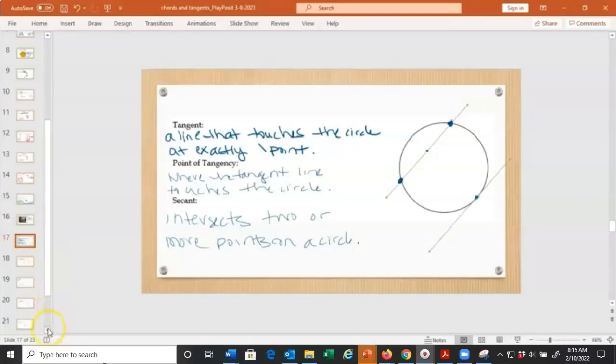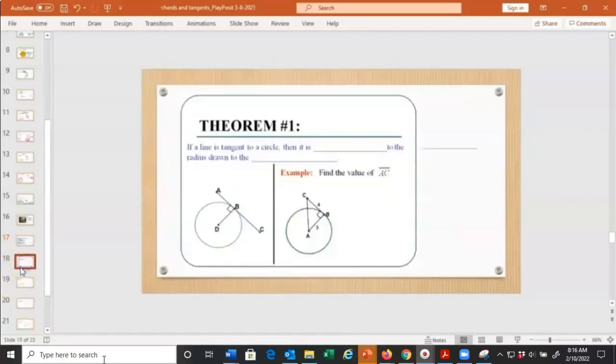So I'm sure you're sort of anticipating that now that we have definitions, we're going to get some working theorems, right? So here's our first one. If a line is tangent to a circle, then it is perpendicular to the radius drawn to the edge. Or also, you could call this the point of tangency.